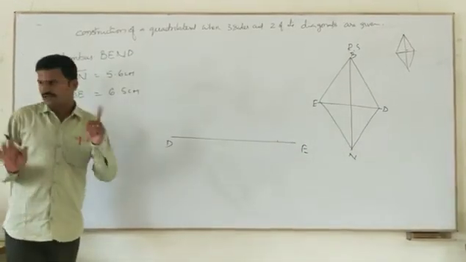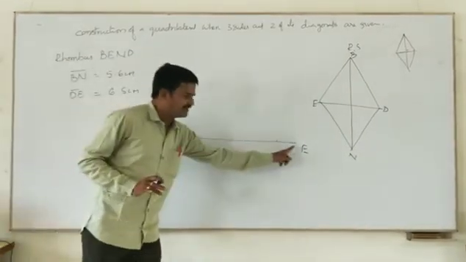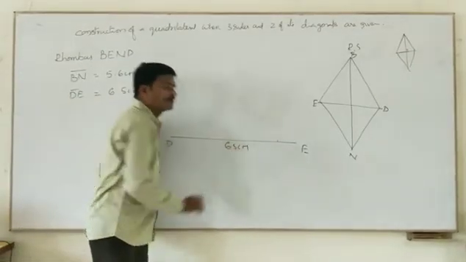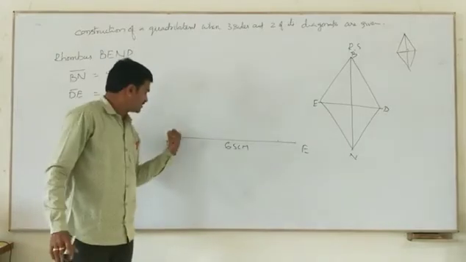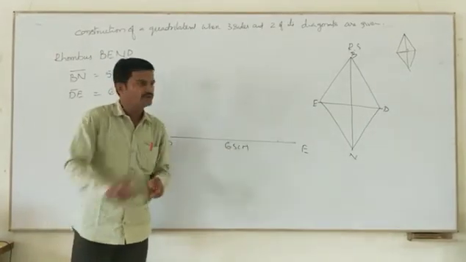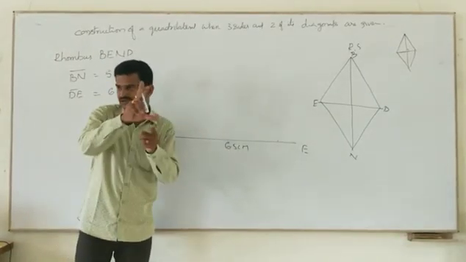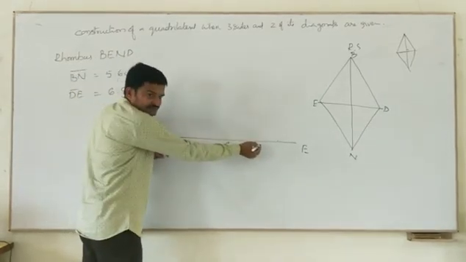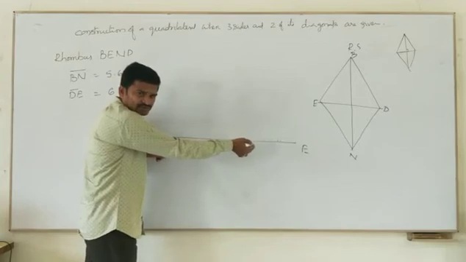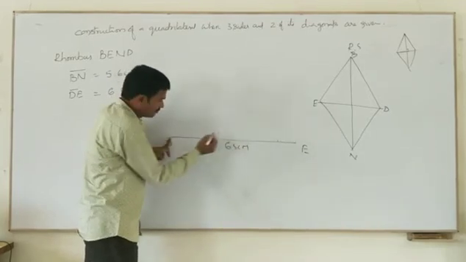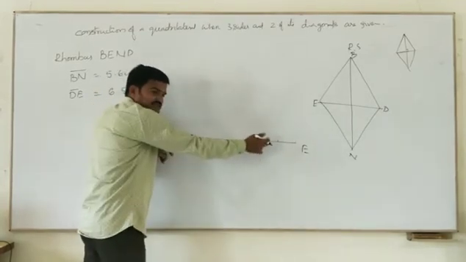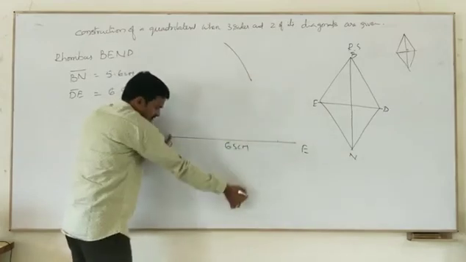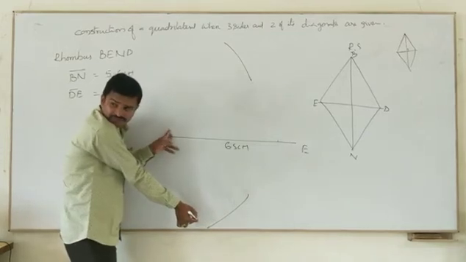So the process we are starting: draw a line segment DE equal to 6.5 centimeters. Now draw a perpendicular bisector of DE. How? Take your compass. Keep the needle on D. Take more than half radius. Tentatively you can take any, no problem, but more than half. Don't take only up to here. With that radius, on either side of DE, draw an arc like this.